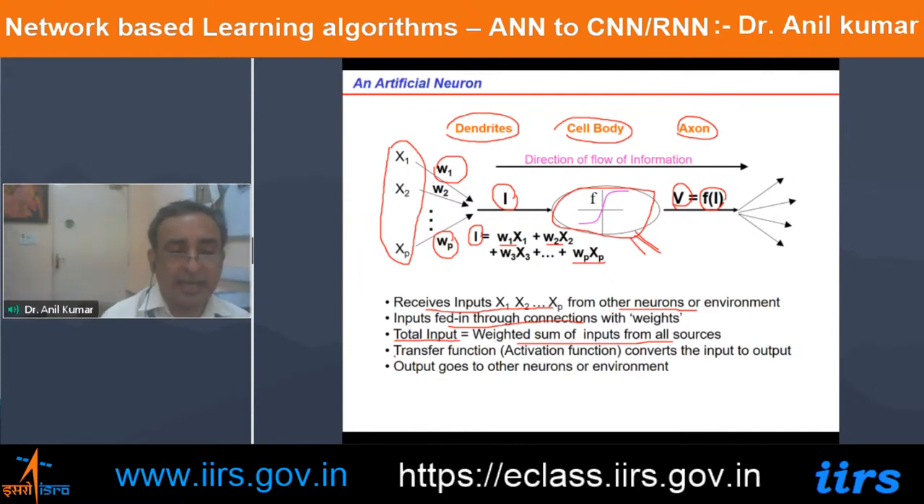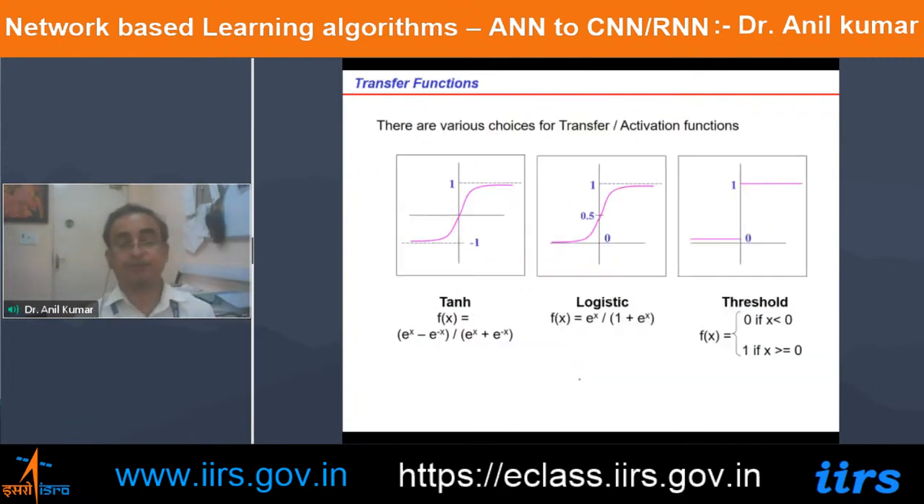Then the neuron has a transfer function, or in very basic terms an activation function, which converts the input to output. Since the function is non-linear, your output has non-linear behavior, and the output goes to another neuron or the environment. If your neuron is an intermediate neuron, the output will go to the next neuron, and if it is the last neuron in the network, then the output goes to the environment.